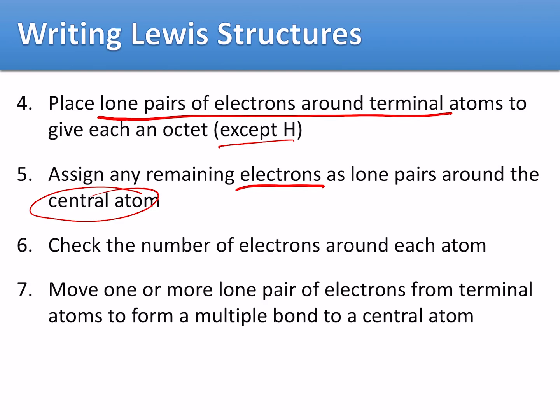Okay, so after you do that, then you check the number of electrons around each atom. At this point you are supposed to run out of electrons, so you don't have anything else. You have used every single valence electron that you started with. And if there are elements that are not completing an octet, then you take lone pairs from terminal atoms and move them to the central atom to complete it if necessary. So we'll work on some examples later on.